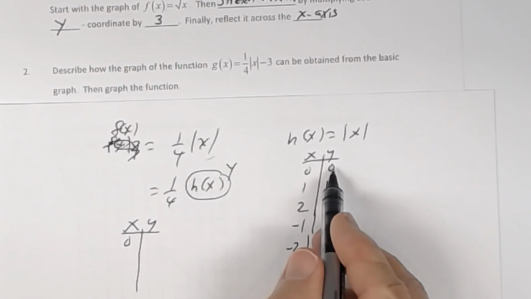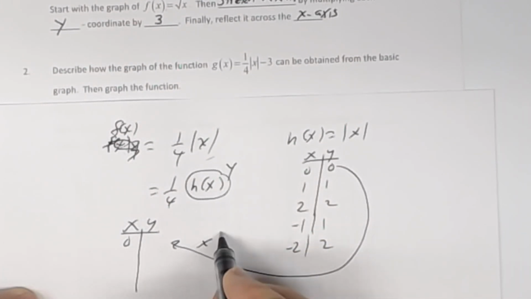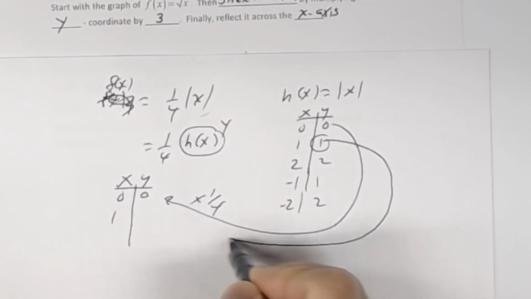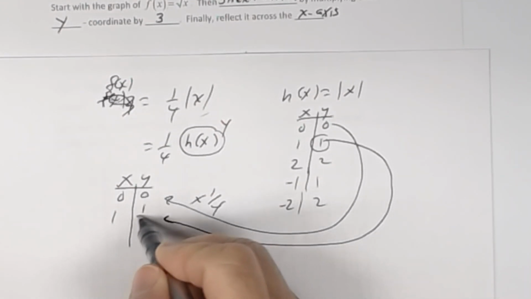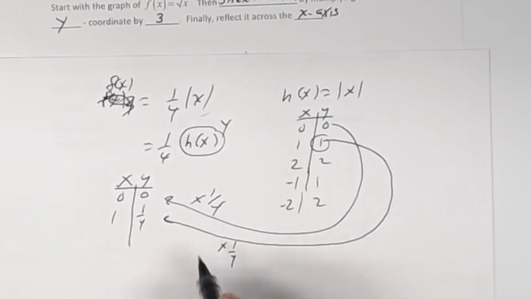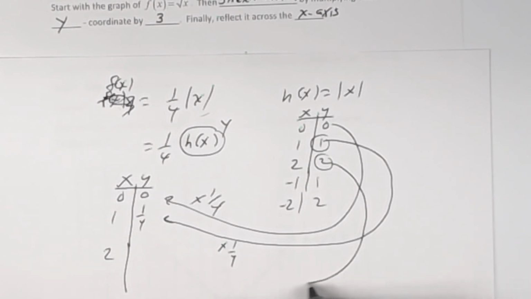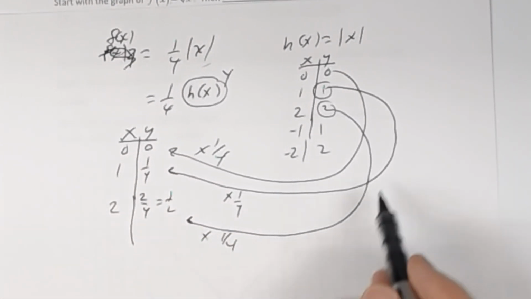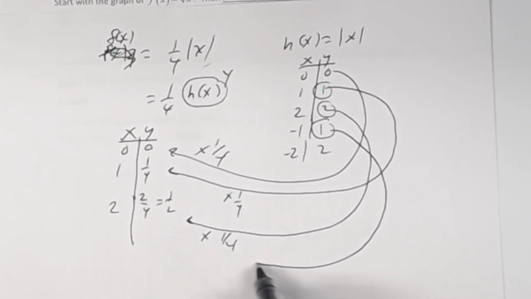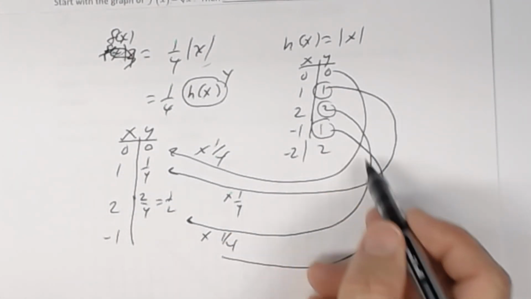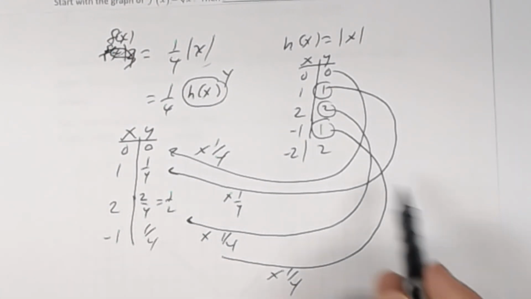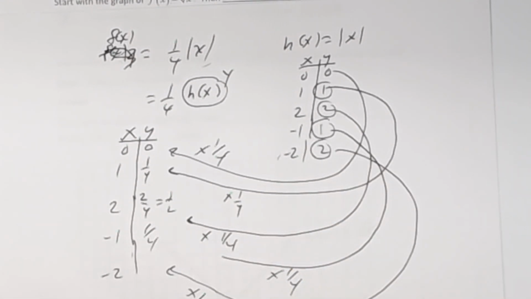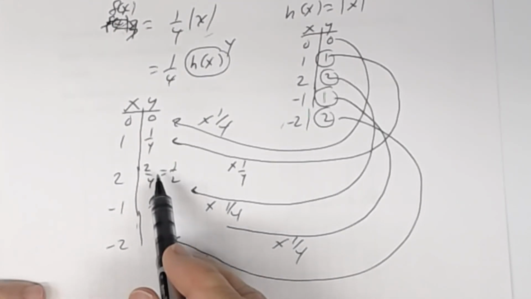When x is 0, 0 times 1/4 is 0. When x is 1, 1 times 1/4 is 1/4. You all agree? 1 times a fourth is a fourth. When x is 2, 2 times 1/4 is 2/4, which is 1/2. When x is negative 1, excuse me, my y value, 1 times 1/4 is 1/4. When x is negative 2, 2 times 1/4 is the same thing as this one, so it'll be 1/2.